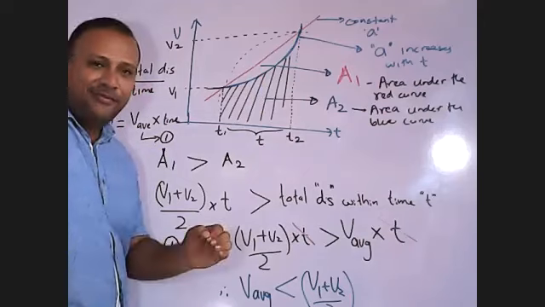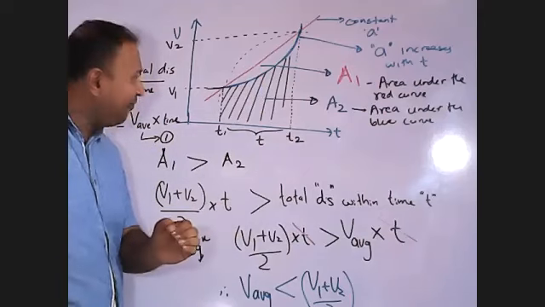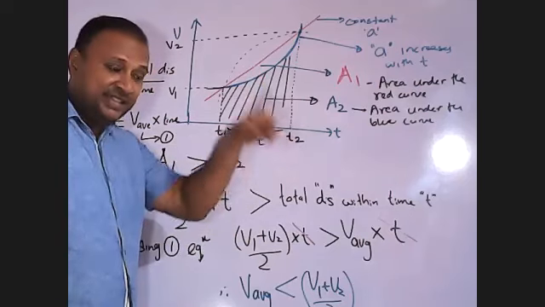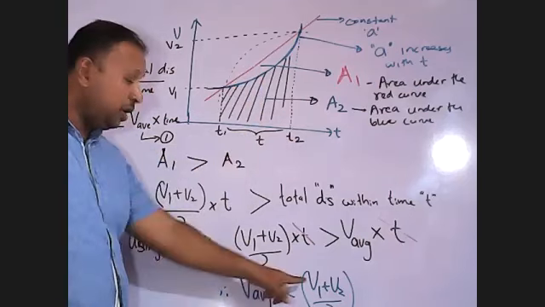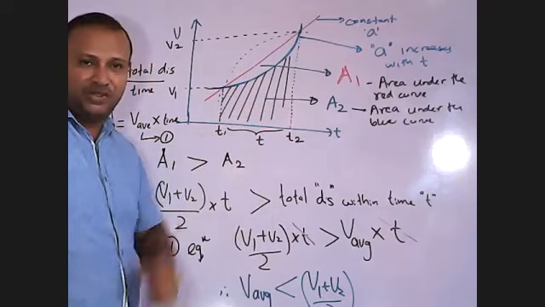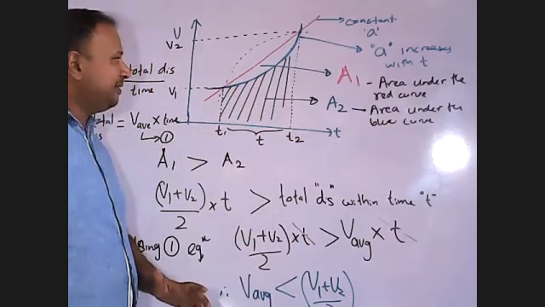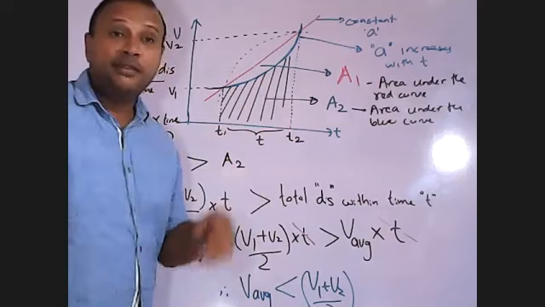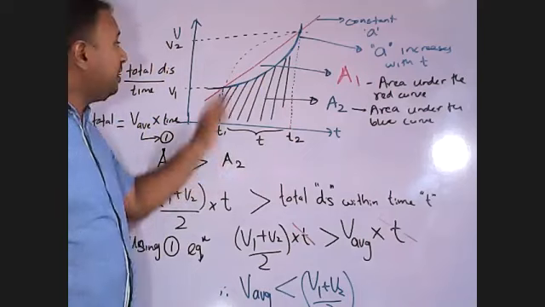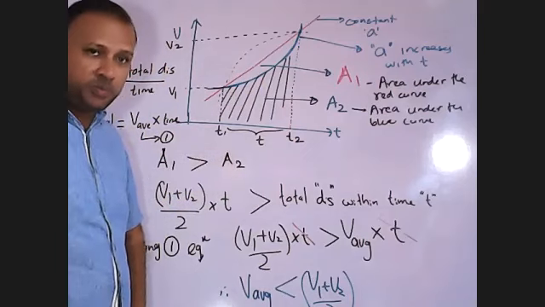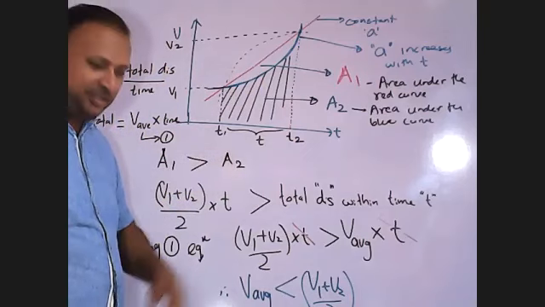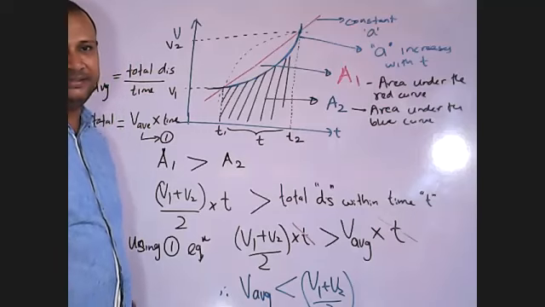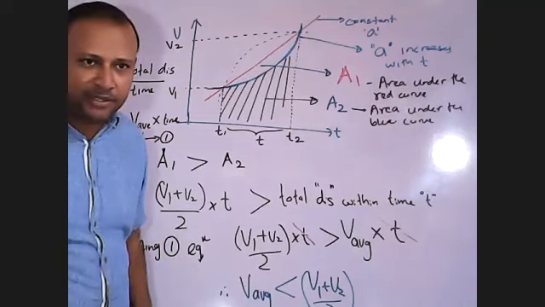Therefore, if the acceleration is constant, then the average velocity is equal to the average of the two velocities. Otherwise, it may vary. It may be higher or it may be lower according to the displacement within the considered time period. Did you get my point?